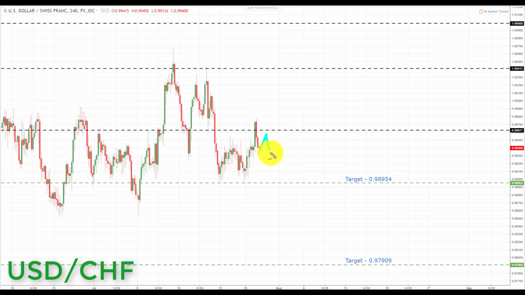We're going to be looking at initiating shorts down towards the target and next key area of support to the downside at the 0.98954. And if we get a breakthrough here, we're going to be looking down towards the next key area of support to the downside and target 2 at the 0.97909.